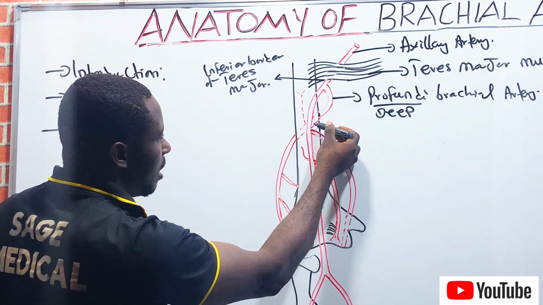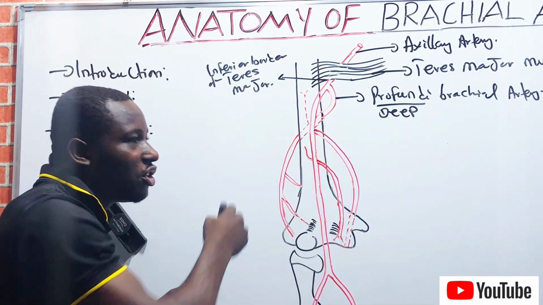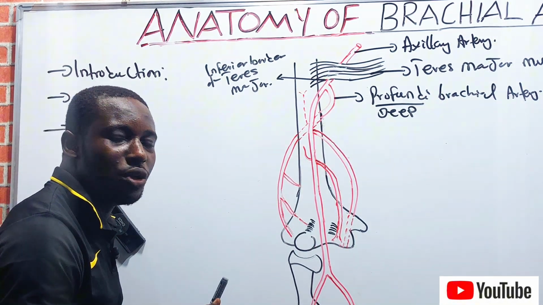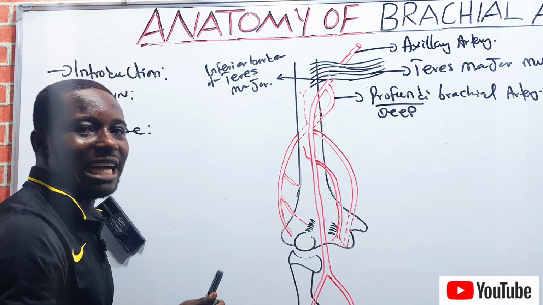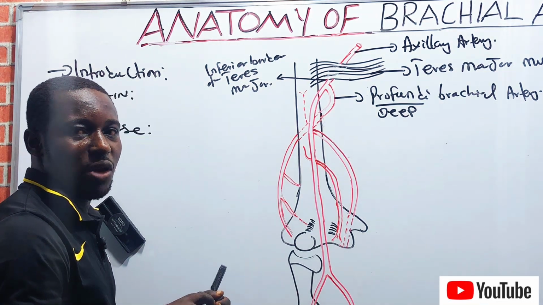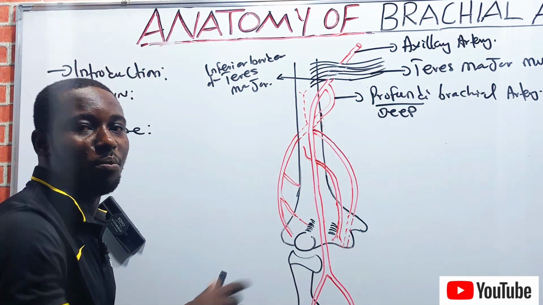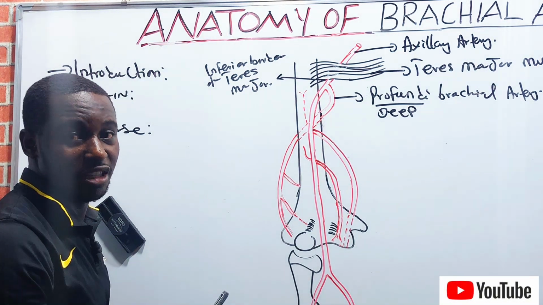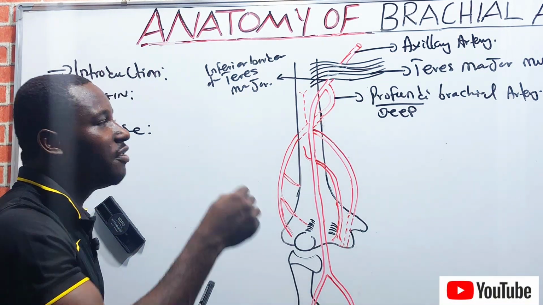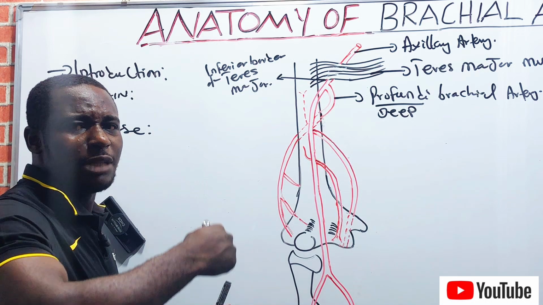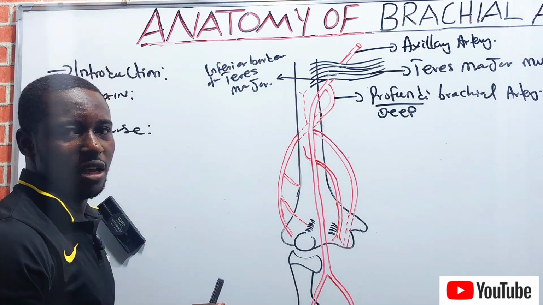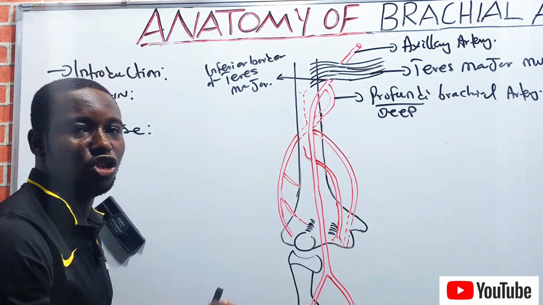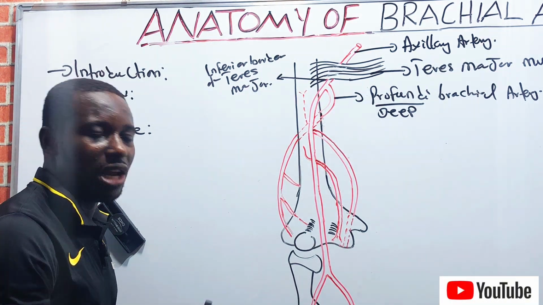Look at it here. It crosses posteriorly in the arm, passing between the medial and the long head of the triceps brachii, where it enters the spiral groove, accompanied by the radial nerve. As it leaves the spiral groove, it bifurcates into two terminal branches, the anterior and posterior descending branches, which are the middle and the radial collateral branches.